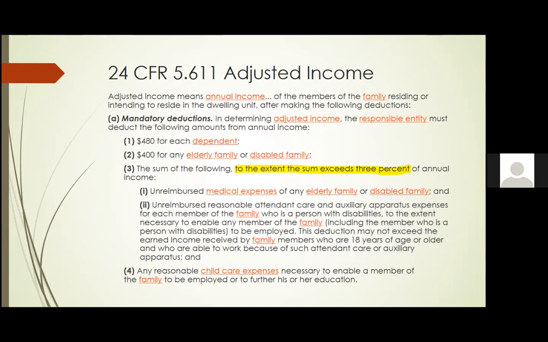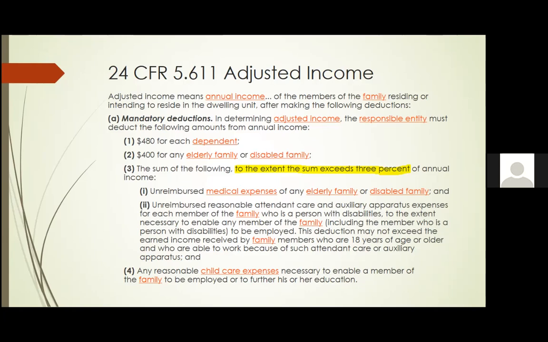There are 4 mandatory deductions that are used to reduce the annual income before the 30% is calculated. That includes $400 for disabled head of household, since all households that are enrolled in continuum of care permanent supportive housing have a disabled head of household. This $400 deduction applies to every calculation we are discussing. In addition, $480 is deducted for each dependent in the household. Dependents include children under 18 or disabled members of the household other than the head of household and their spouse.